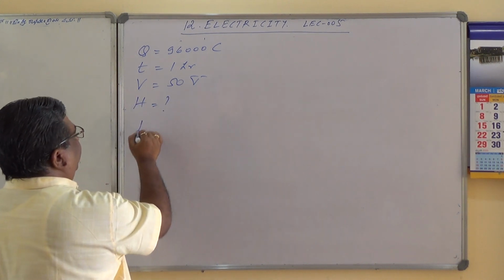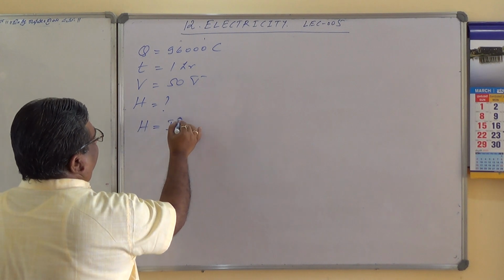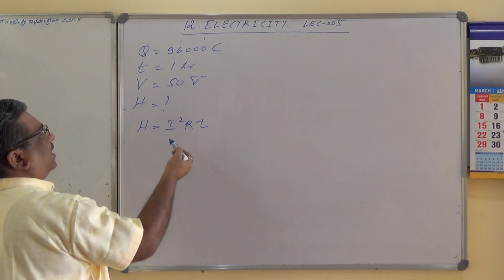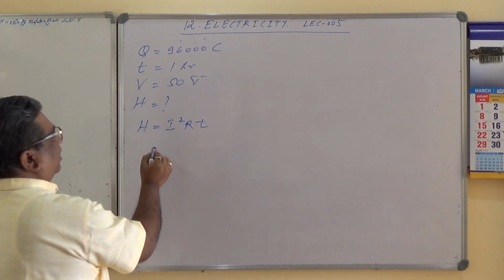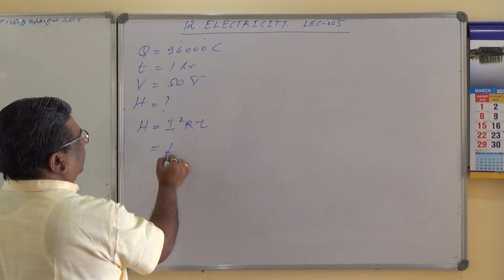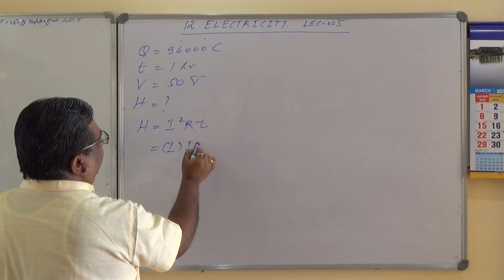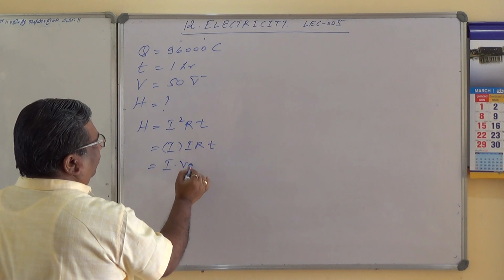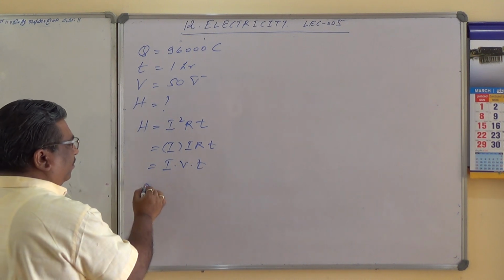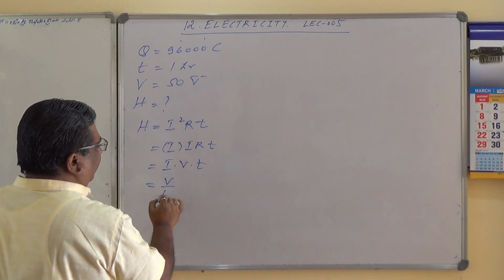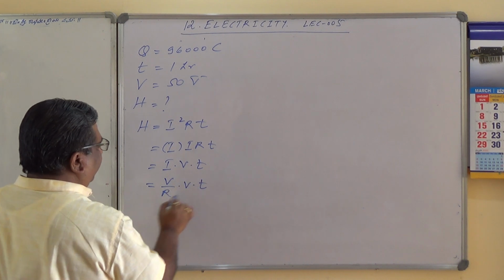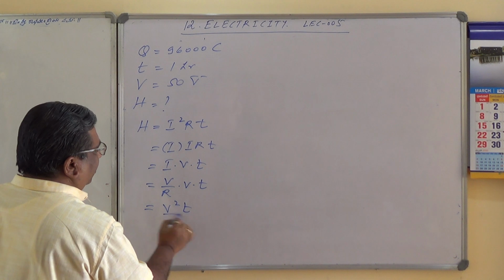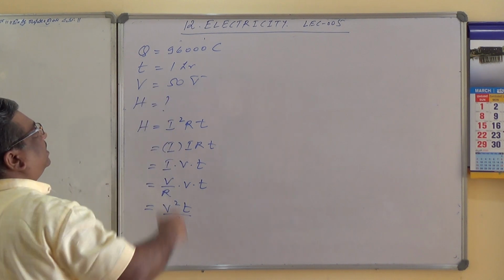According to Joule's law of heating, H equals I square R into T. But I have to convert this I square R in terms of V and T. How do you convert it? This can be written as I into IR into T, which equals I into V into T, VIT, which equals I is equal to V by R into V into T, which equals V square into T by R. Do we know all these things?